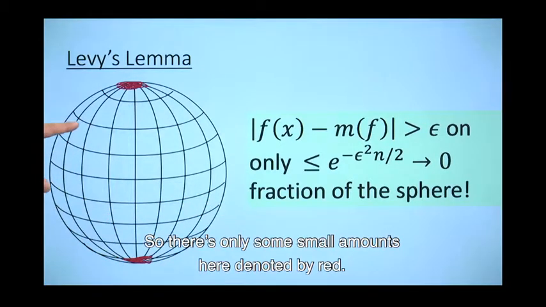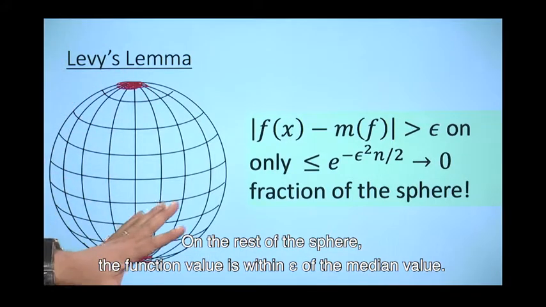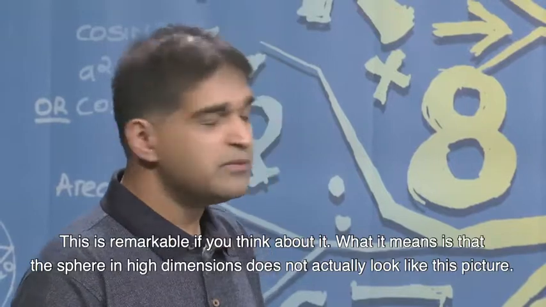So, there is only some small amounts here denoted by red. In these regions of the sphere, the value of the function differs from the median value by epsilon amount. On the rest of the sphere, the function value is within epsilon of the median value. This is remarkable if you think about it.